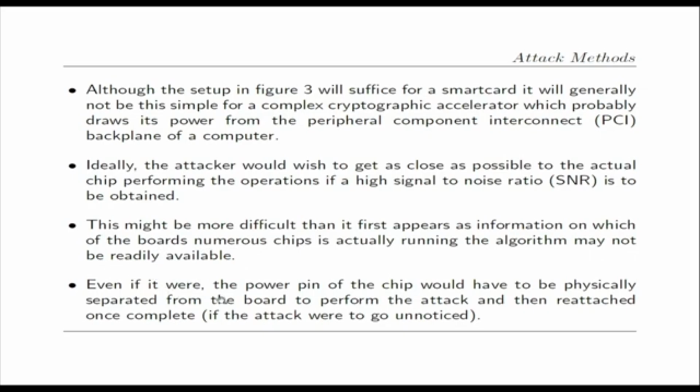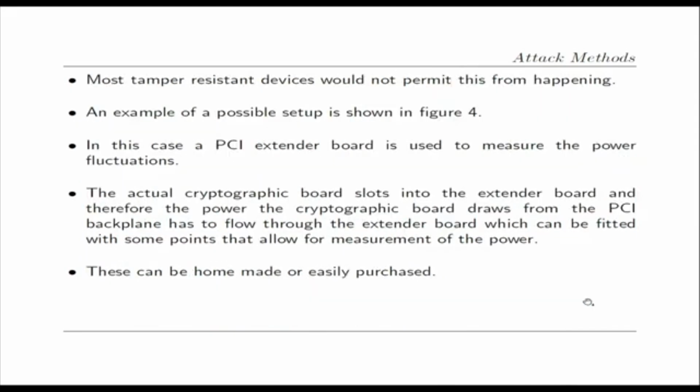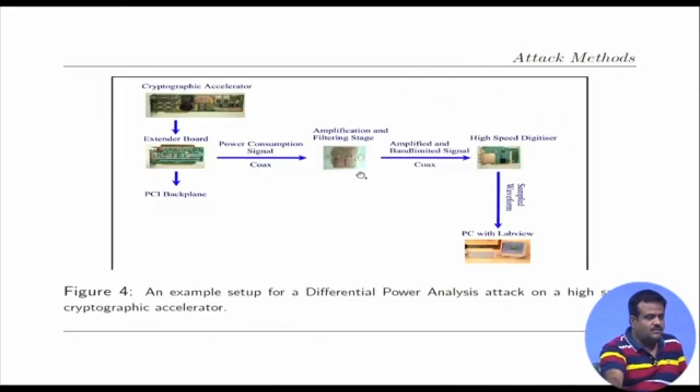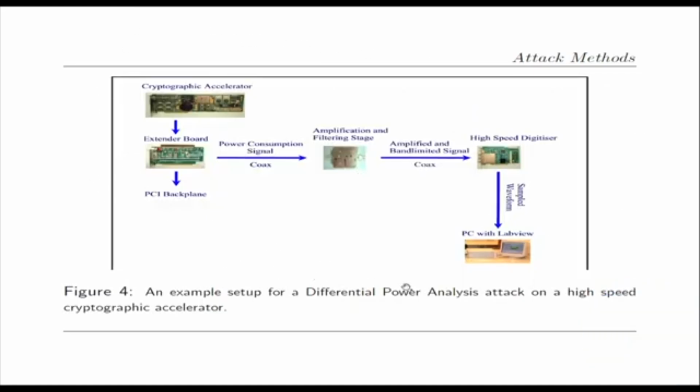So, even if the power pin of the chip would have been physically separated from the board to perform the attack, then reattached once complete. Okay. So, we will come to the figure of that. This is basically the general figure rather than the smart card one. This is the general figure, which is the setup of the differential power analysis for a high speed cryptographic algorithm.